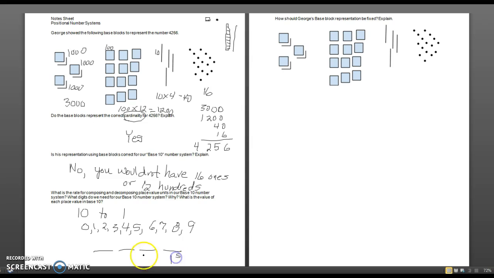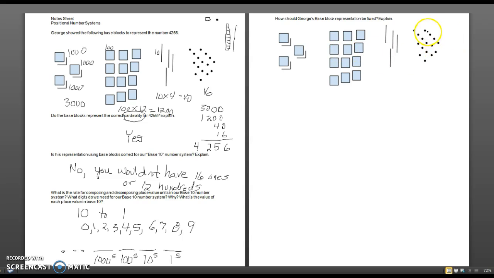So these are my 1s, 10s, 100s, 1000s, and it keeps going forever. Okay. All right, so how should George fix his base 10 block representation?